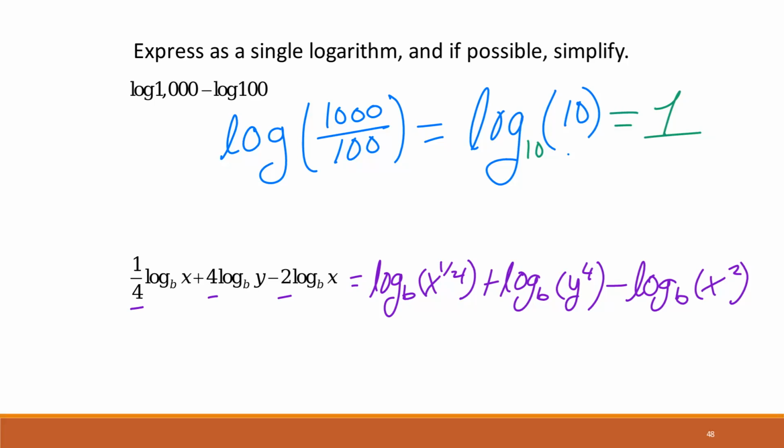So then from there, we can now deal with the addition and subtraction. Those being added there would be multiplied when they're brought together. And the one being subtracted would be put on the bottom in division, right? So we get x to the 1/4, y to the 4th over x squared.